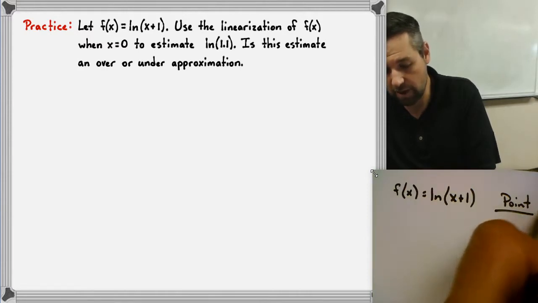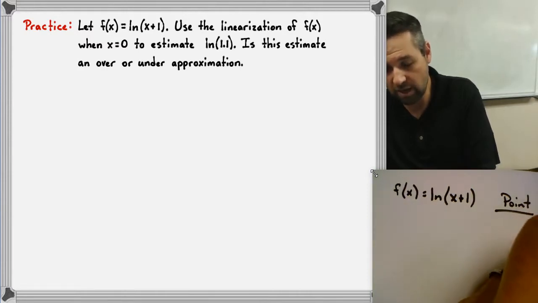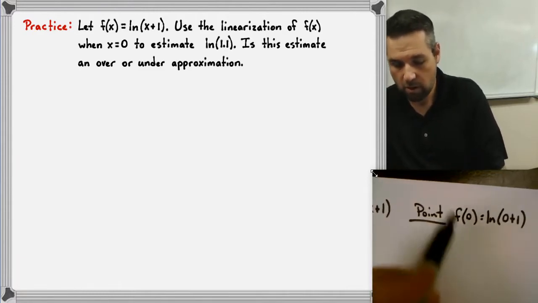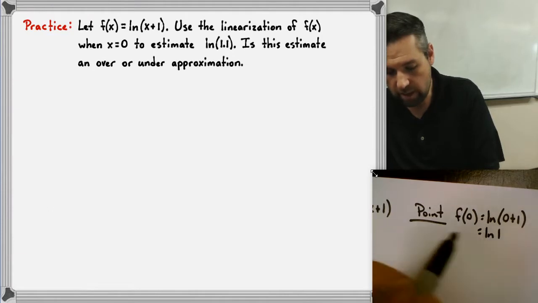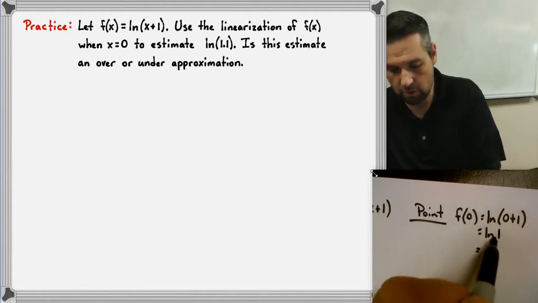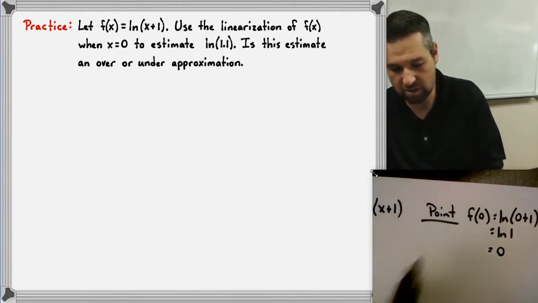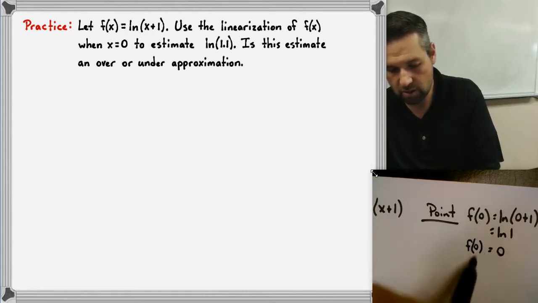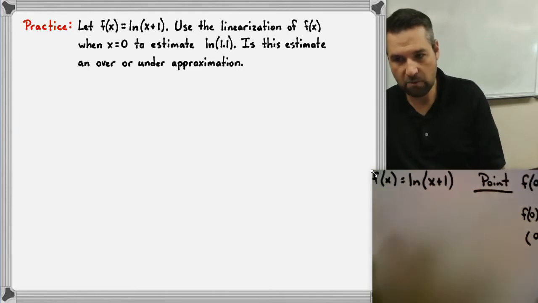Plugging in 0. So f of 0 will be the natural log of 0 plus 1. Well, oops. That would be the natural log of 1, which is 0. E raised to what power is 1? That would be 0. So our coordinates for our point of tangency is (0, 0). Okay? Then we need to find the slope.